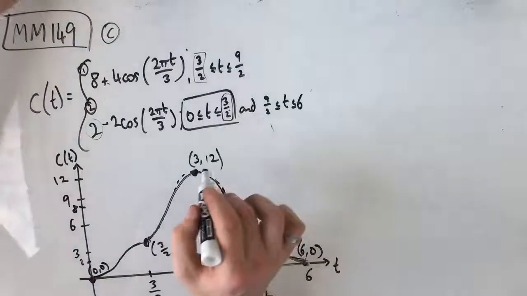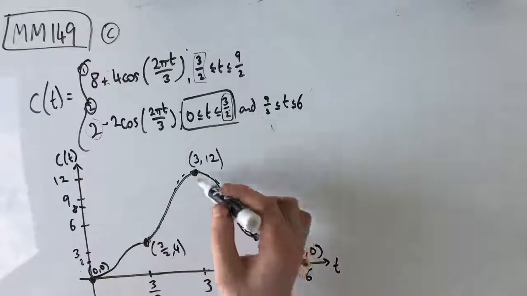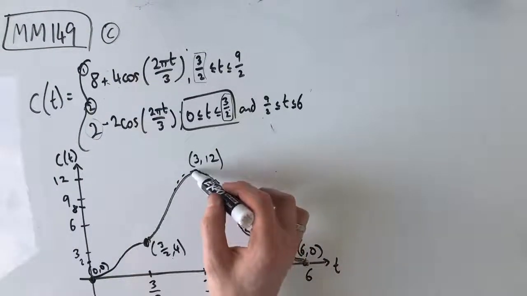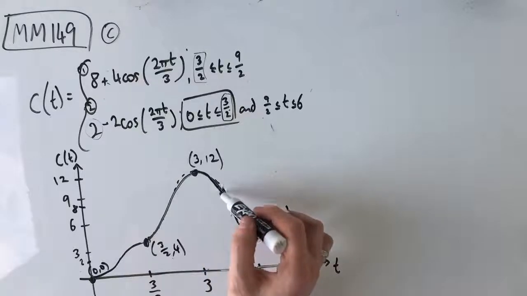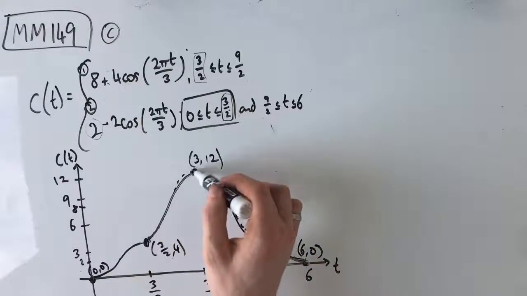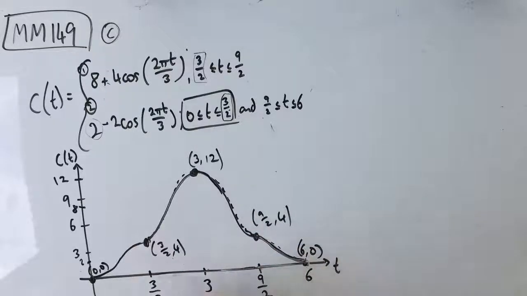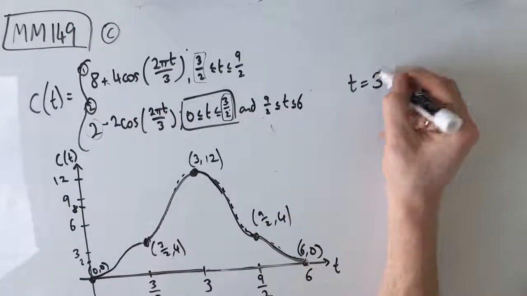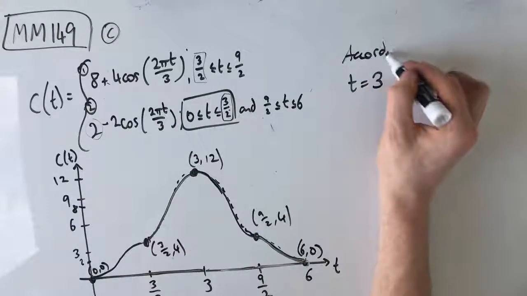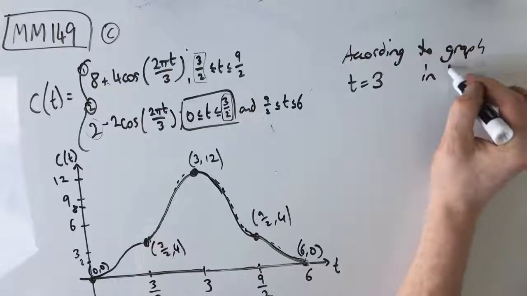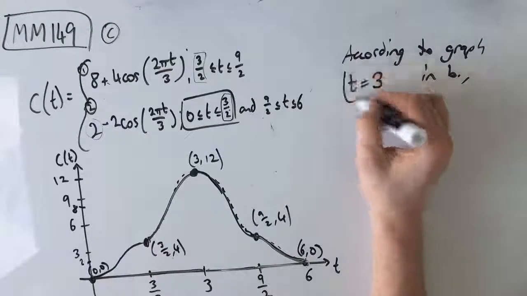So at this point here, this is where he gets back to the camp, right? Because as soon as he injects the antidote, the venom starts decreasing in his bloodstream. So at this point here is when he administers the antidote and gets back to the camp. So at t equals 3, that's when he gets back to the camp, according to our graph. And you can just say, like, according to graph, like in part B, if you want. T equals 3.